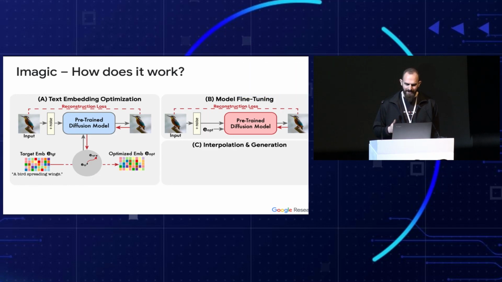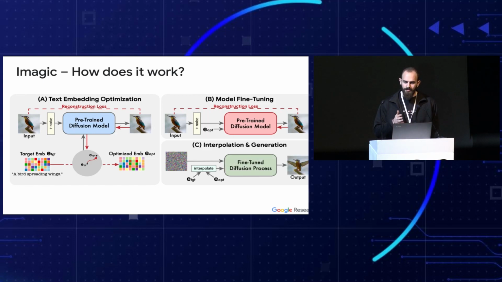And now we get to the final interesting part, the editing. We just take this optimized embedding that we obtained, and linearly interpolate it towards the target text embedding, a bird spreading wings. We take this interpolation, and we pass it through a regular diffusion scheme, only using the fine-tuned model, which contains some information about the image. And this is how we obtain this same bird, only spreading wings.